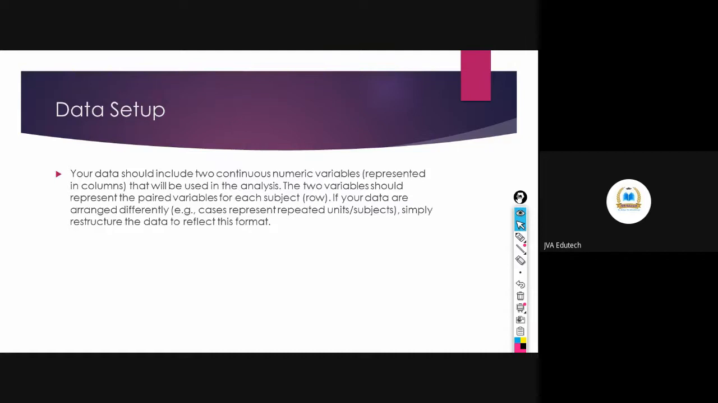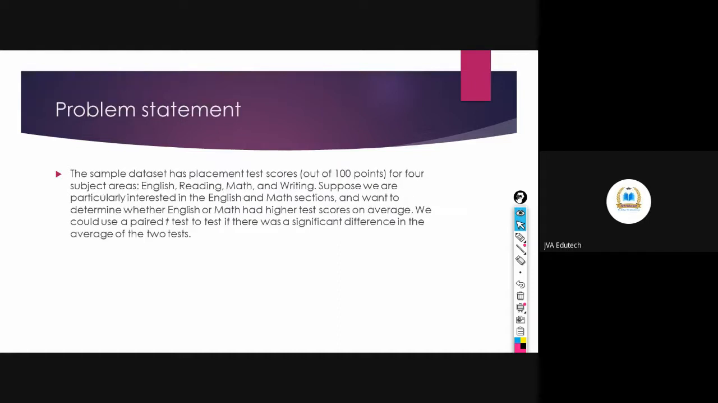Then your data should include two continuous numeric variables. One should be the paired variables or the situations, and another one should be the dependent variable. Now from the sample data set, let's take the problem.